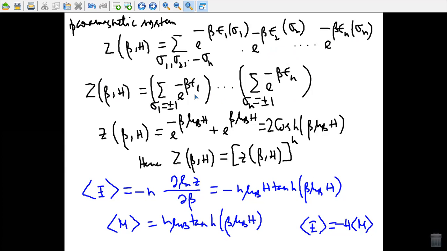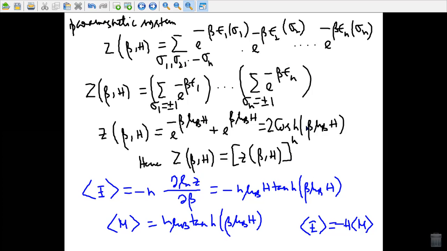So it is easy to see that every term in the product appearing in this equation one can write as small z, a function of beta and h again, which is e to the power minus beta mu_B h plus e to the power beta mu_B h, and which turns out to be 2 cosh beta mu_B h. And hence capital Z(beta, h) equals small z(beta, h) to the power n. So it is possible to think of small z as the partition function of a single spin.